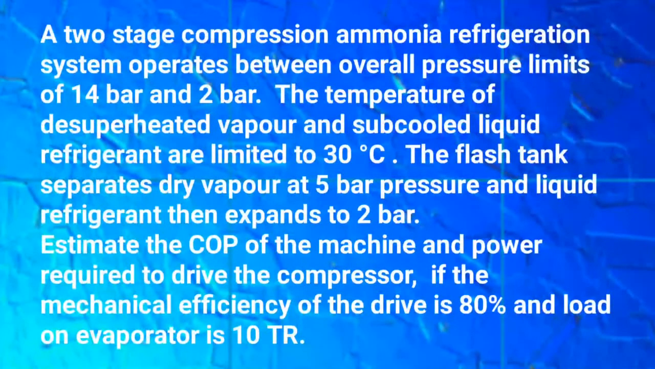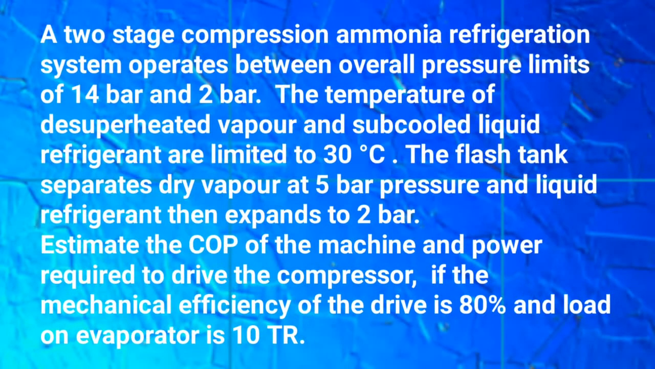A two-stage compression ammonia refrigeration system operates between overall pressure limits of 14 bar and 2 bar. The temperature of the desuperheated vapor and subcooled liquid refrigerant are limited to 30 degrees Celsius. The flash tank separates dry vapor at 5 bar pressure and liquid refrigerant then expands to 2 bar. Estimate the coefficient of performance of the machine and power required to drive the compressor.